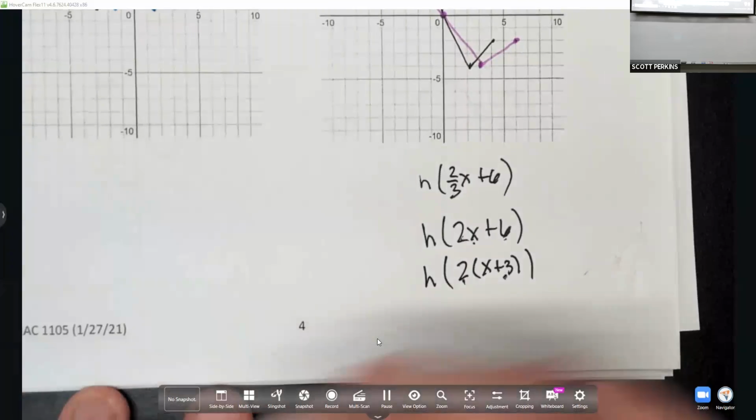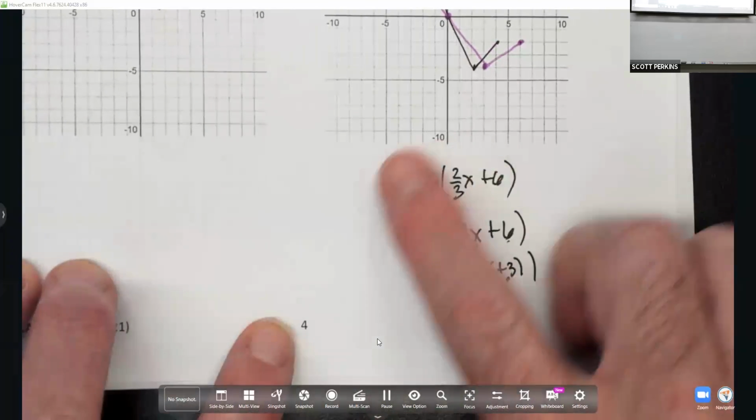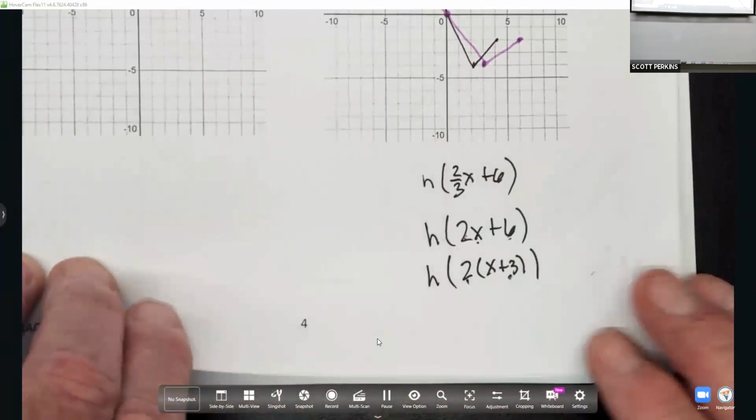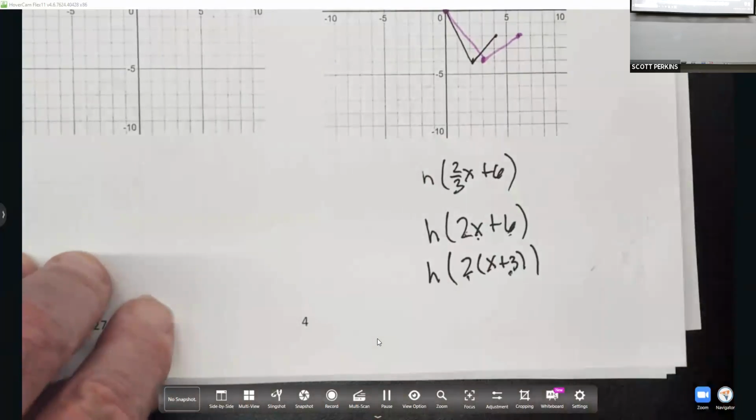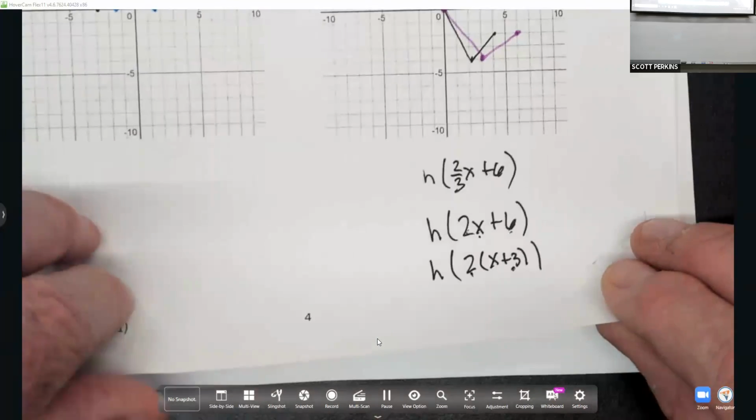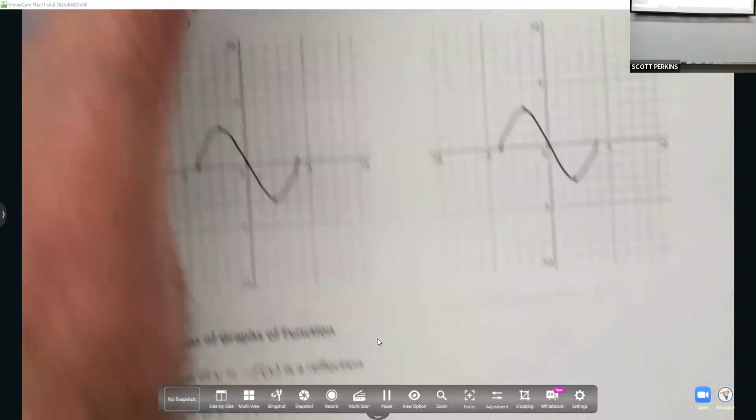Yes. Okay, great question. Love it. But don't worry about that right now. That's not my intent. If there's something stretching going on in the x direction, we're going to just leave that alone for now. Okay, so next page.